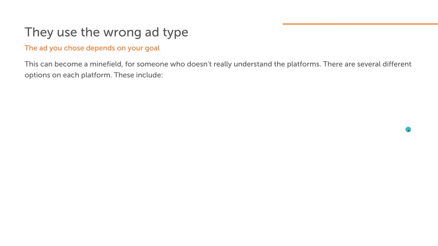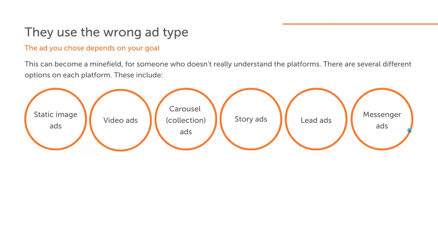So there are several different options on each of the platforms. There is an extensive list, but these are the main ones that cover all of the platforms. There's the normal static image ad, which is literally just your pictures. Your video ads, carousel collection ads. These work well if you've got a product and you want to show different versions of it, or they look a bit like a catalog as they scroll along. They work really well in e-commerce, obviously, because they have different versions of shopping.